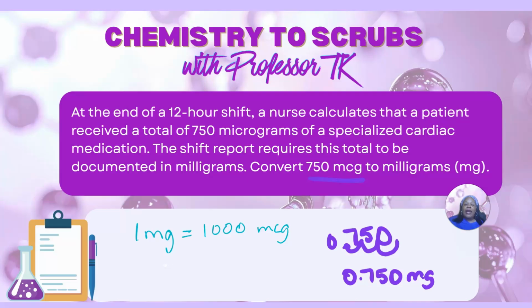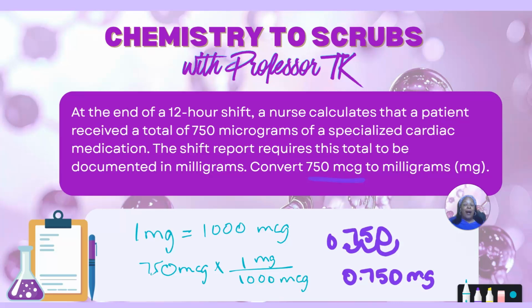Well, guess what? In this case, I could take that 750 micrograms, and this time I'm going to put 1 milligram on top, and on the bottom, I'm going to put that 1,000 micrograms. We're going to cancel those out, and when we divide 750 by 1,000, we still end up with this answer right here. So you have to make a decision as to what method works best for you. Either you will multiply and divide, or you'll move your decimal to the left or to the right to get the same result. All right?